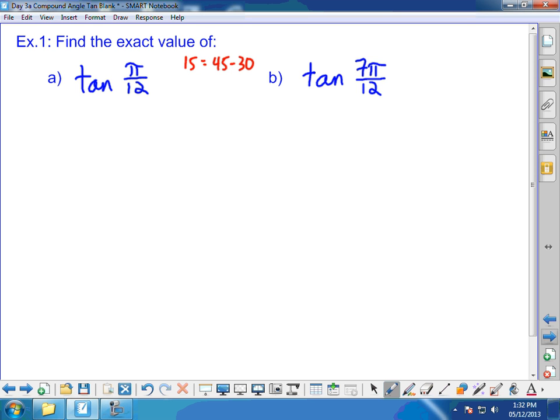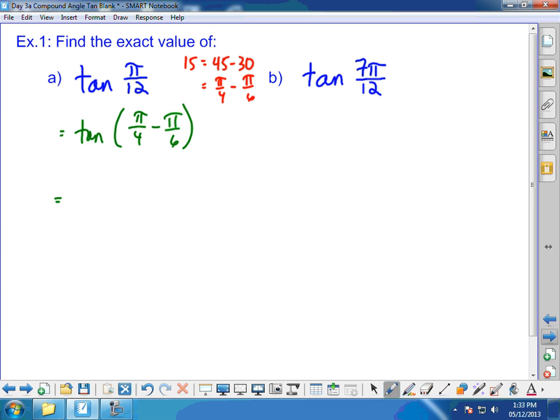We don't have a special triangle for 15 degrees, so we have 45 degrees and 30 degrees. 45 is pi over 4, 30 is pi over 6. So very similar to what we did yesterday, except we're doing with tan. So instead of tan pi over 12, we're going to change that to tan pi over 4 minus pi over 6. This is now a compound angle formula for tan. We just proved it. It's up on the board now. We're taking the tan of two angles and subtracting them. So we're going to use the subtraction one.